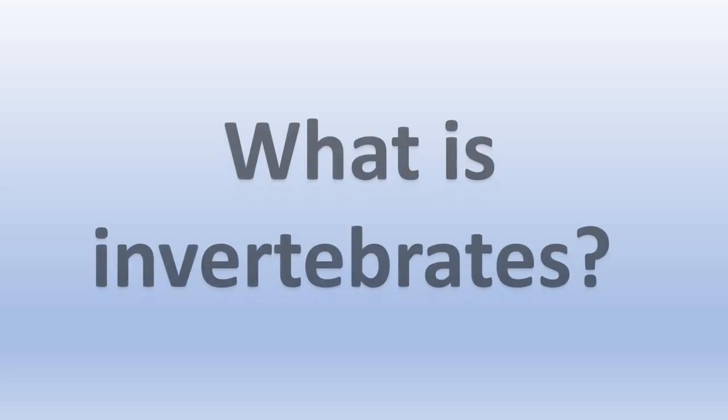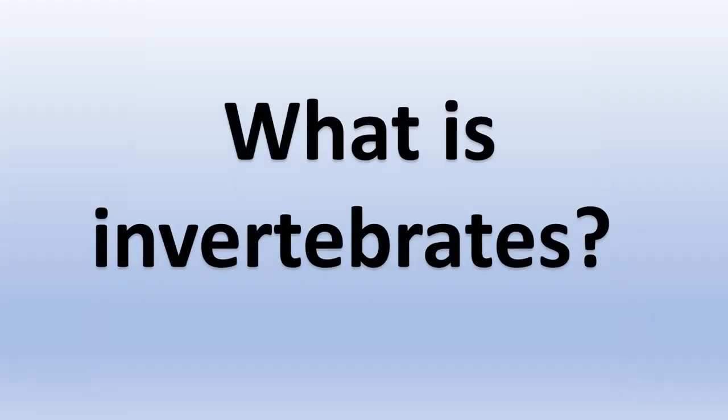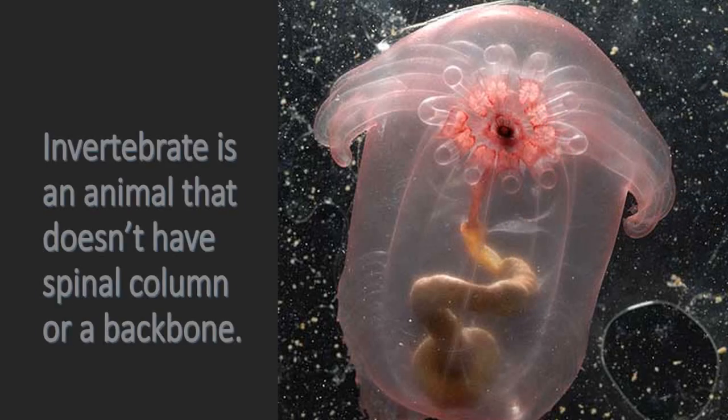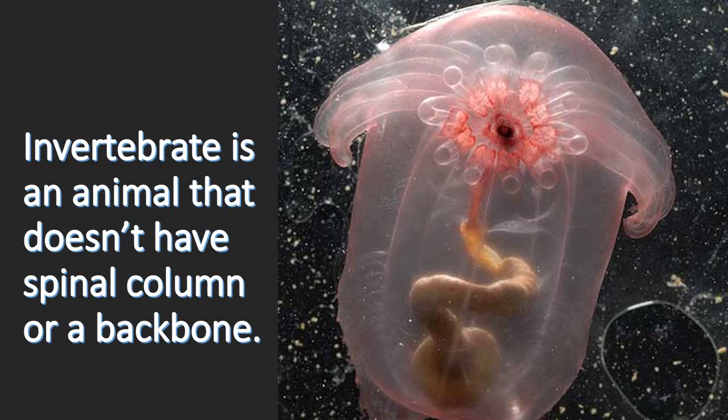What is an invertebrate? An invertebrate is an animal that doesn't have a spinal column or a backbone.